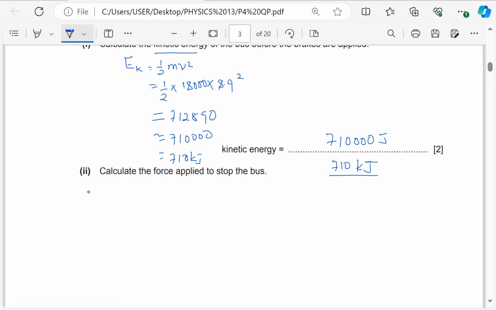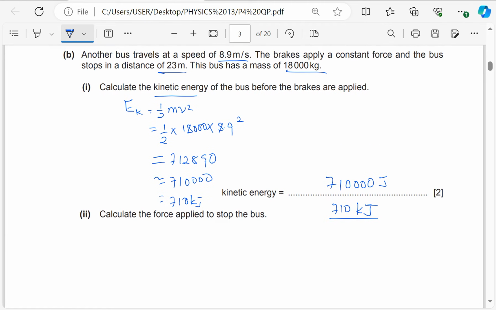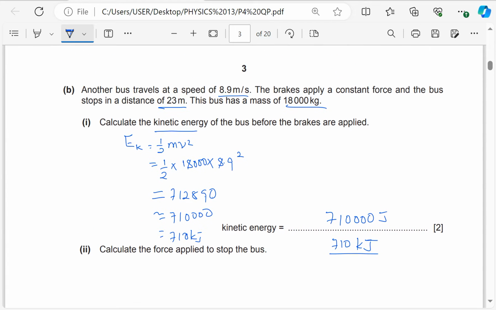Then calculate the force applied to stop the bus. Since we have the distance it moves, and the brakes apply a constant force, it means the constant force is applied and the bus stops in a distance of 23 meters.